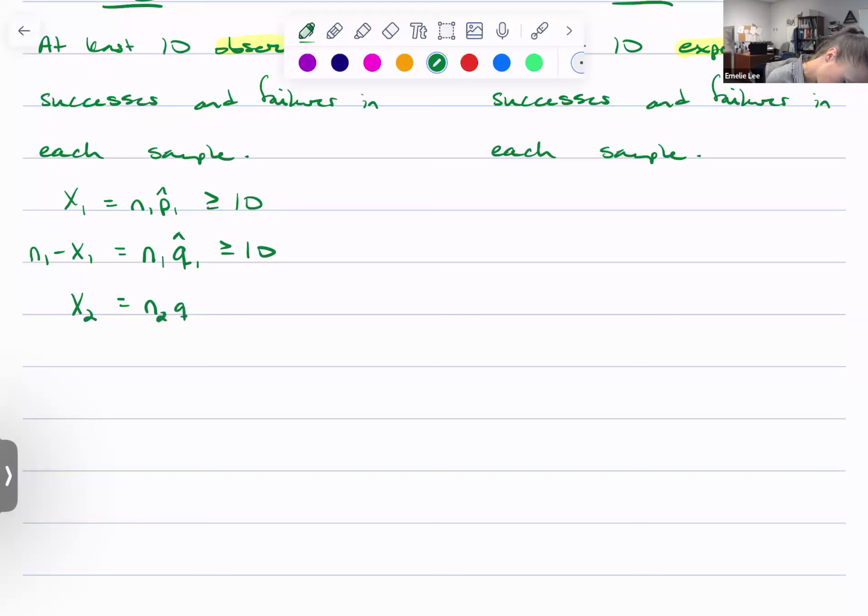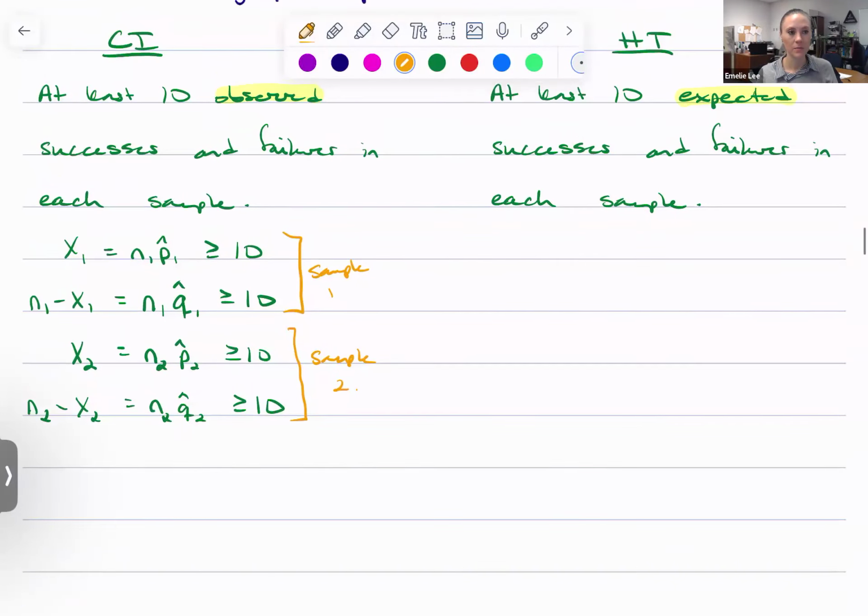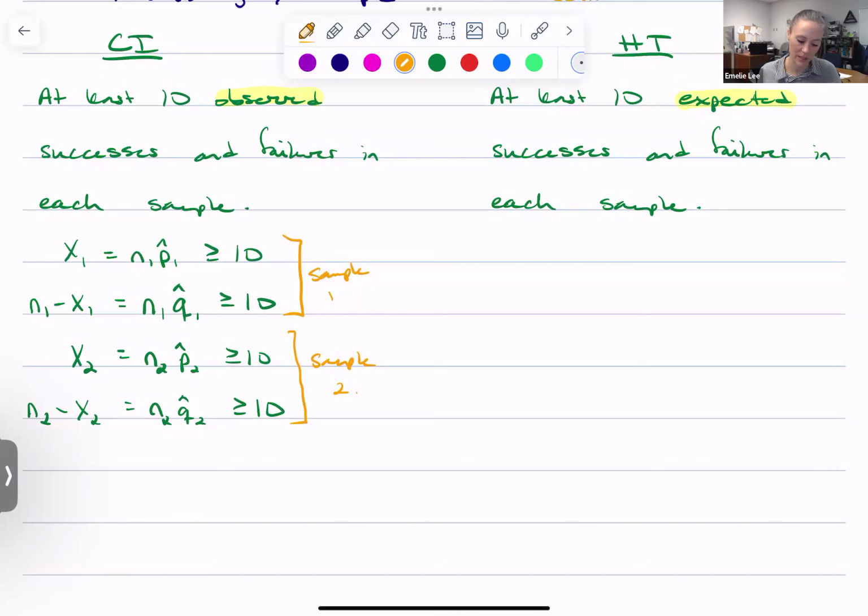x2, which is n2 times p2 hat, has to be greater than or equal to 10, and the failures, n2 minus x2, which is n2 times q2 hat, also has to be greater than or equal to 10. I messed it up earlier, I should have had a p hat there, sorry about that. Successes and failures have to be greater than or equal to 10. Notice that this is sample 1, and this is sample 2. Tedious, but not hard. And so I have to have at least 10 observed successes and failures in each sample.